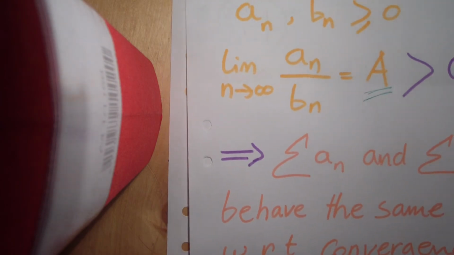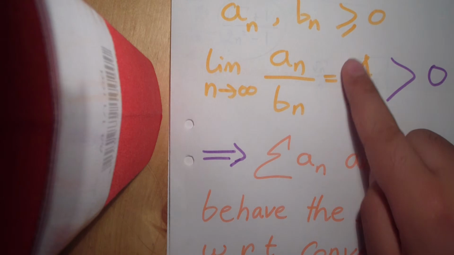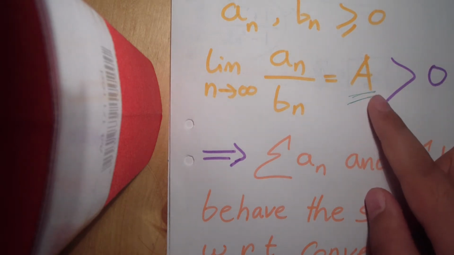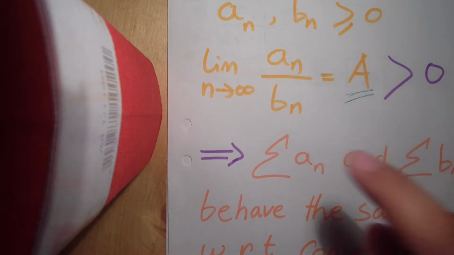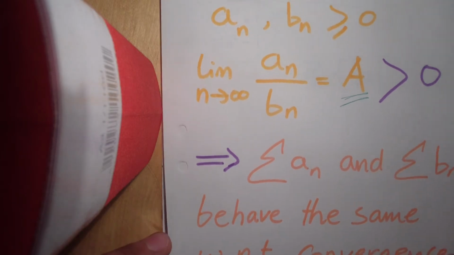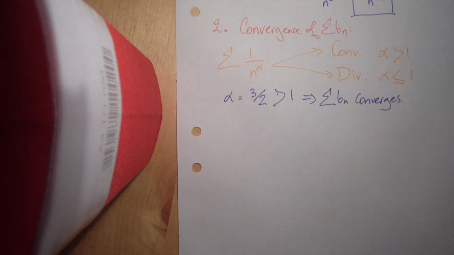Well, we can look back at the theorem here. We're just going to do this computation and make sure we find a number a which is larger than 0. Once we have that, if it's 2 or 4 or 100 or a half, whatever, we can say this is a positive number and bn and an behave the same, and because bn converges, an should also converge. So let's do that computation, and that is our step number 3.